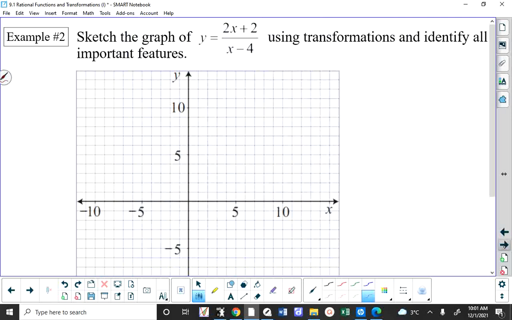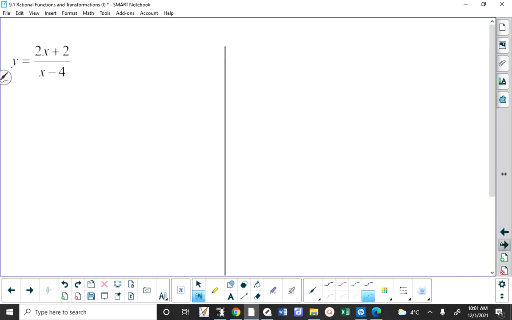All right, sketch the graph of y equals 2x plus 2 over x minus 4. So this is tricky. This is a variation of 1 over x. And I know it's a variation of 1 over x because it's over x minus 4. I don't see any squareds there. But it is not in the right form. We need to get this into y equals a number over x minus a number plus a number to decide what the transformations are. There are two ways to do this.